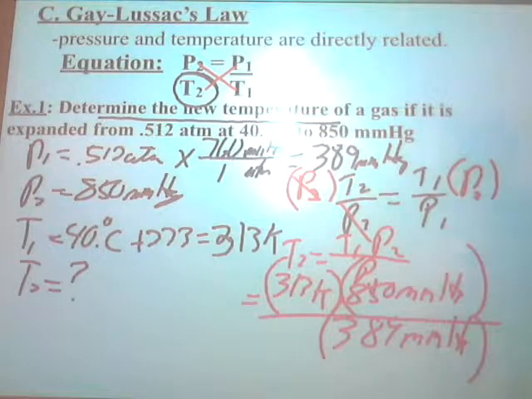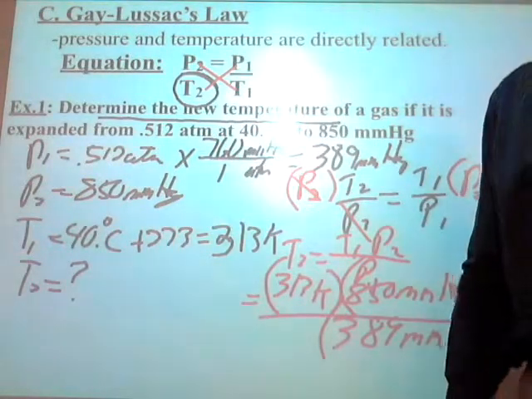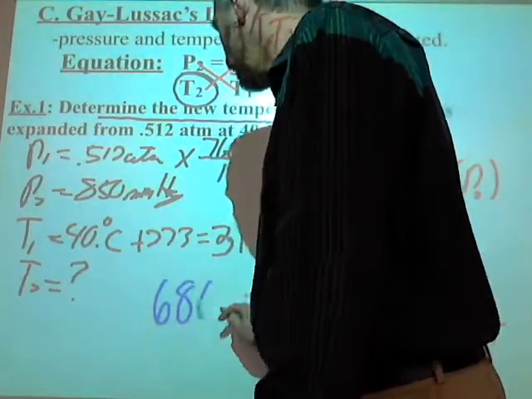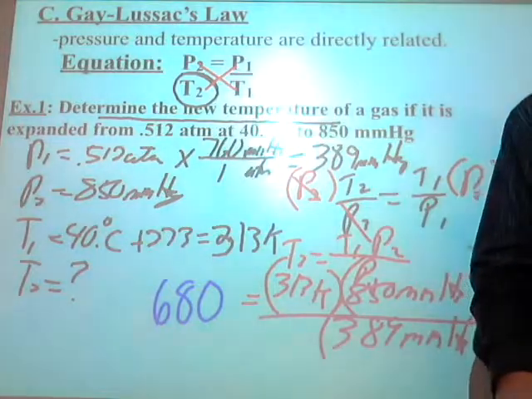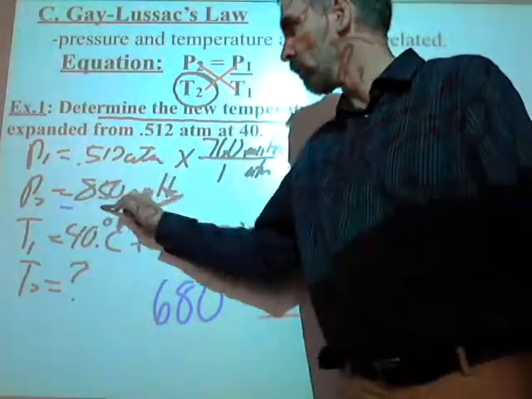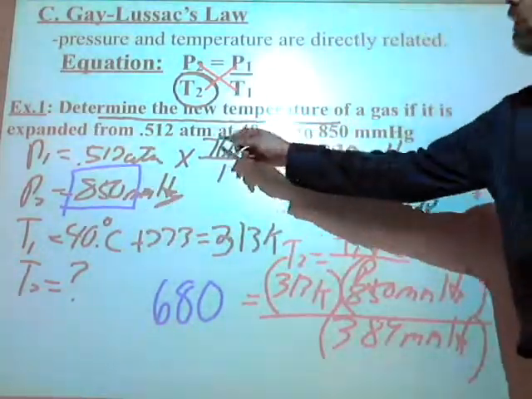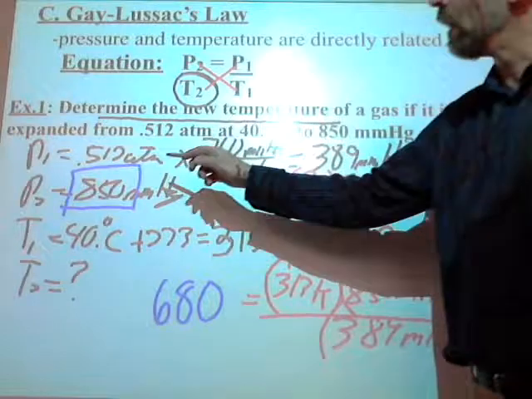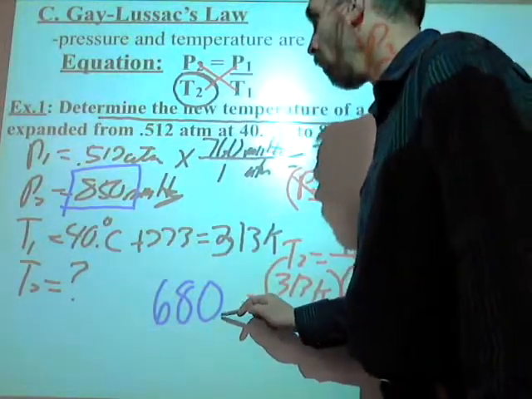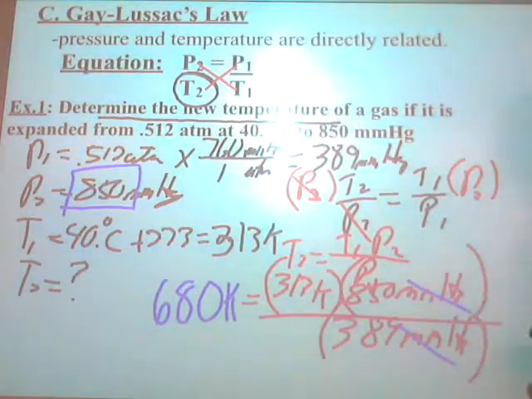What'd you get? What'd you get, Hannah? 680. She got 680. Is that correct? So he got 683. Which is the right number of significant figures? Hannah's right. That guy only has 2. It's not because 760 only has 2, he's our standard, but that guy only has 2. So 680 would be correct. Times what? Kelvin, right? Because millimeters of mercury cancel. Leaves me with 680 Kelvin.